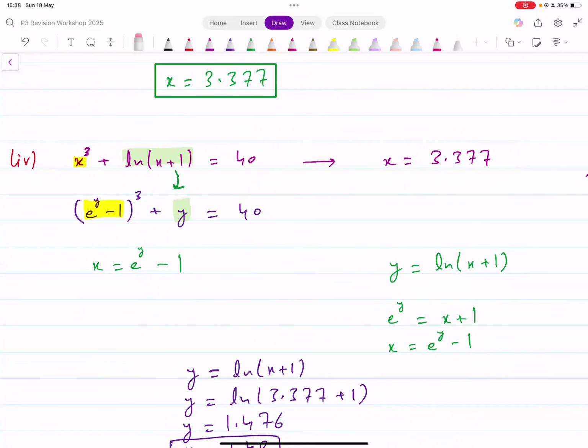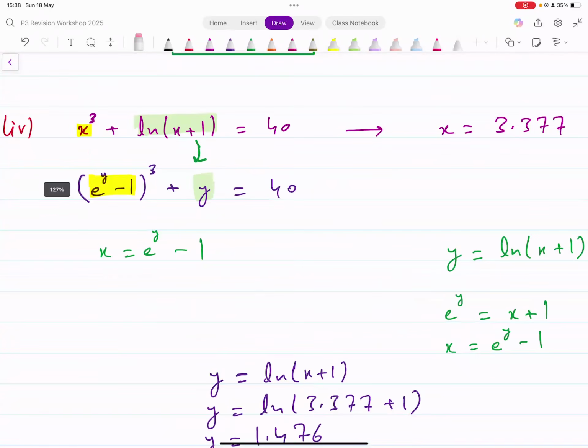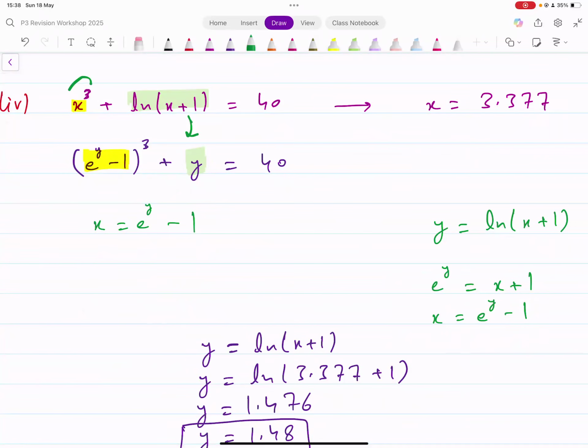Now, when you compare that with this, we have 40 on the right side for both of them. And on the left side, what's happening is we have x cube here, and here we have (e raised to power y minus 1) whole cube. So it looks like x has been replaced with e raised to power y minus 1, right? And that's the same thing that we have here as well. It's in a different format, but it's actually equivalent because y equals ln of (x plus 1).